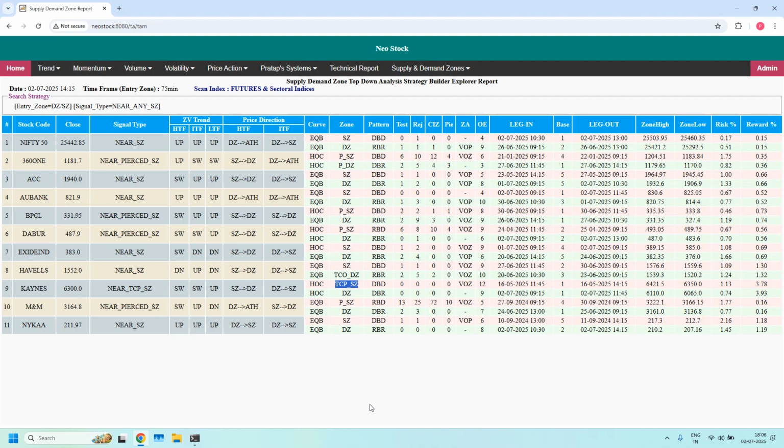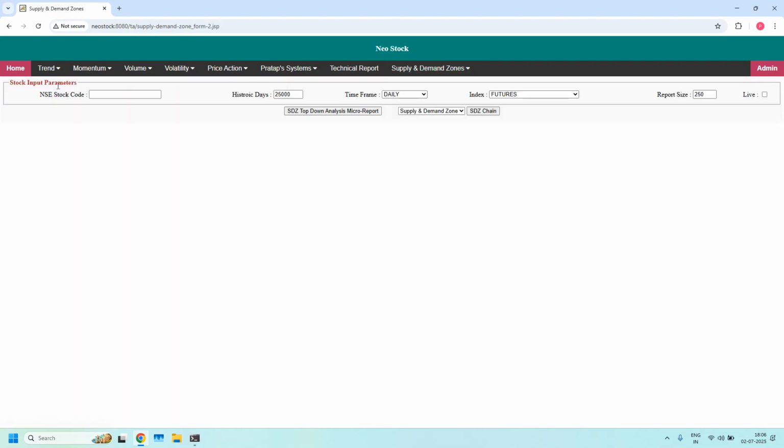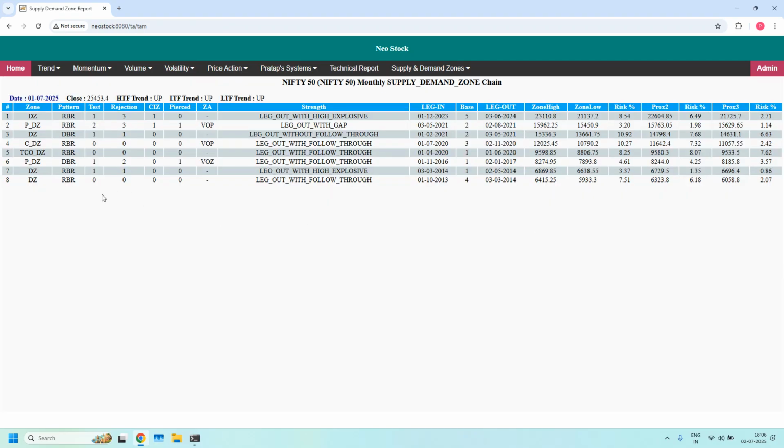Okay, next I am going to generate NIFTY and BANKNIFTY supply demand zone chain reports. Starting with NIFTY, generating monthly supply demand zone chain for NIFTY. In any supply demand zone chain report, always look into the zone column to find the high liquidity zones. And look into the pierced column to find the pierced zones. And also look into the LTF trend to find the trend of the current time frame you have selected.